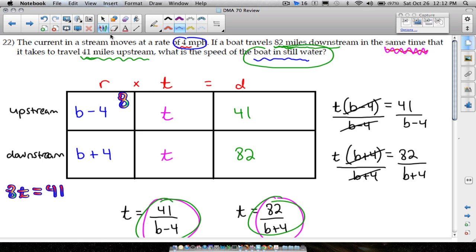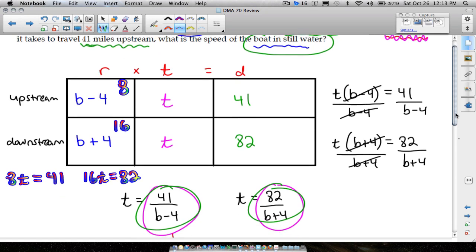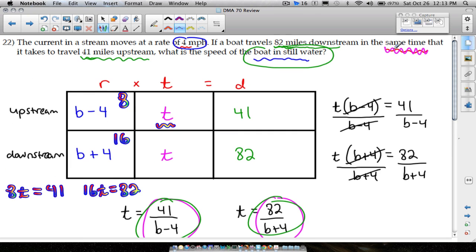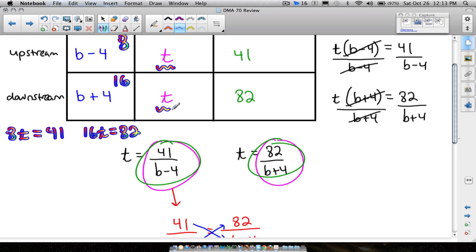Our other one, rate times time equals distance. So what is our rate? If the boat speed was 12, but now we've got the current pushing us, 12 plus 4, we actually go 16 miles per hour downstream. So that equation is going to be 16t is equal to 82. Rate times time is equal to distance. And the reason why I'm showing you this is because I want you to realize that the problem said we travel for the same time upstream and downstream. Well, if we solve both of these equations for t, if we divide by 8 here, we get t equals, what's 41 divided by 8?